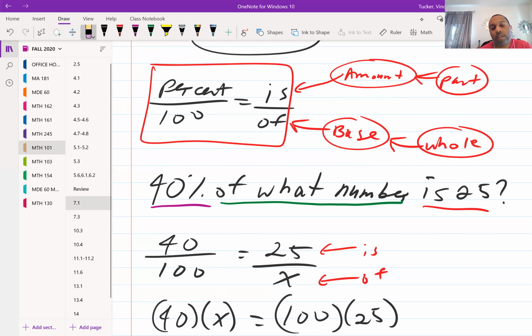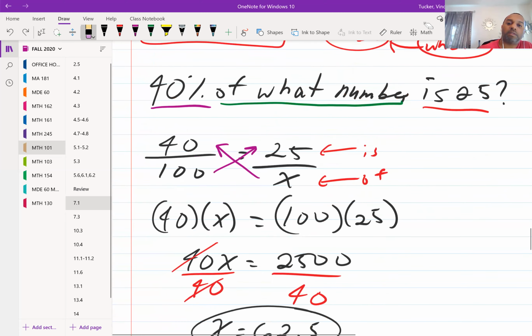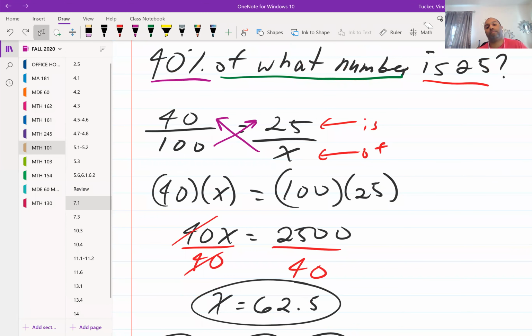All right. So set up your proportion, 40 over 100. Of is your variable, is 25, so it's 25 over x, is over of. Once you establish how you're going to set it up, you cross multiply. That'll be 40x equal to 2500, divided by 40, and that's 62.5.